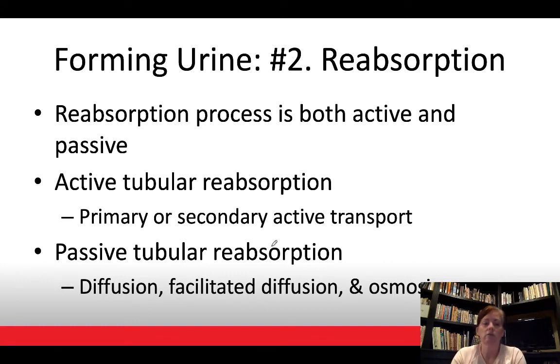Active tubular reabsorption would happen through either primary or secondary active transport. Passive reabsorption happens through diffusion. Facilitated diffusion just means that it needs a little bit of help, like a transport protein embedded in the plasma membrane, or osmosis, which is specifically diffusion of a solvent, namely water, which is what we see in this case.